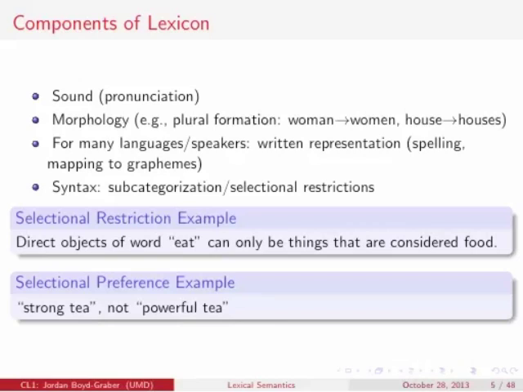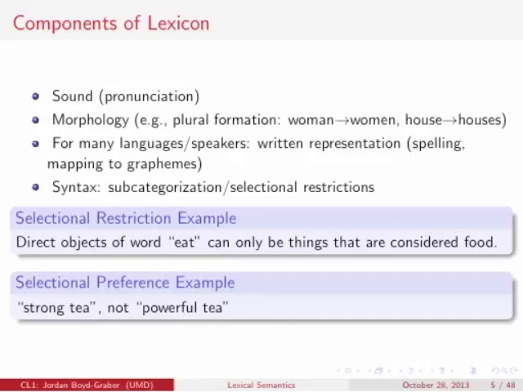So here are two of them. One is subcategorization and selectional restrictions. So these are two terms for the same concept. For example, the word eat can only take direct objects that are considered food, unless the verb eat is being used metaphorically. A weaker version of this is what's called selectional preferences. So for example, when we refer to tea, we say strong tea rather than powerful tea.